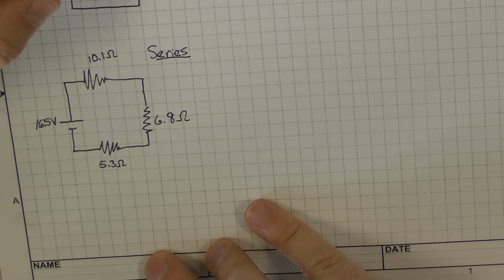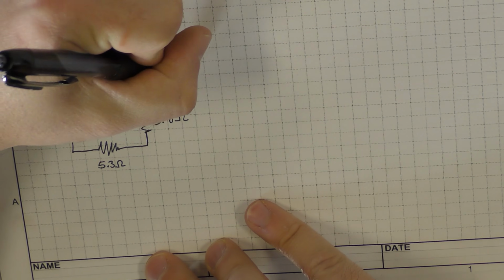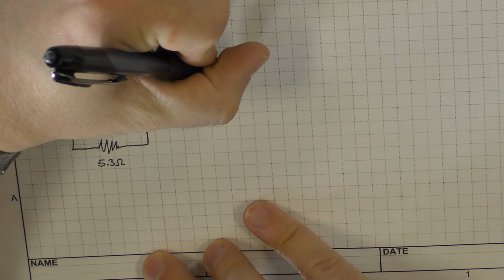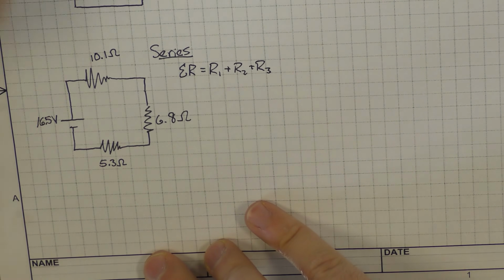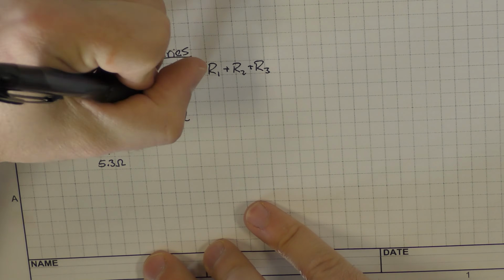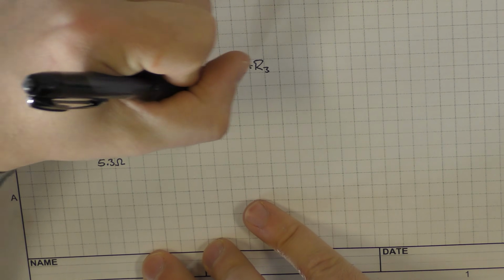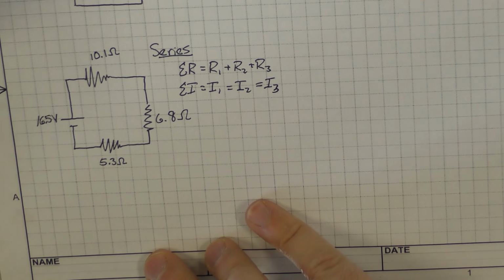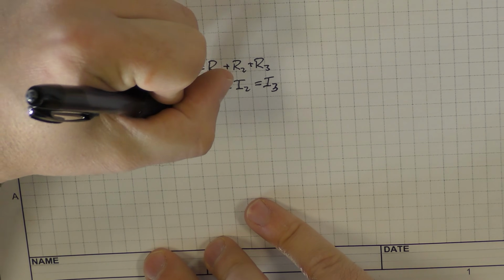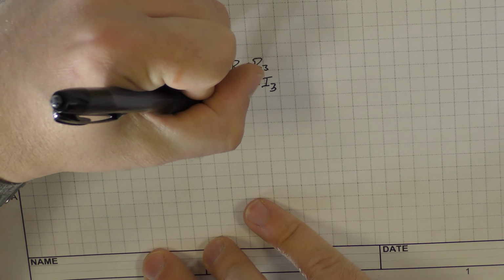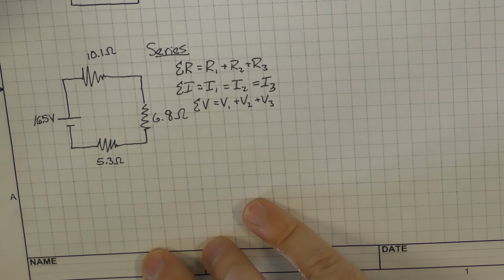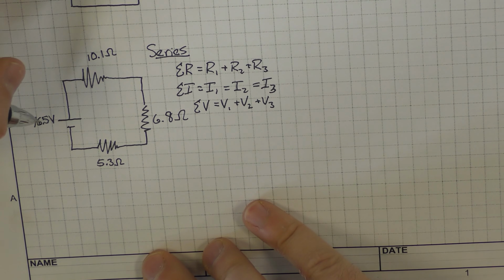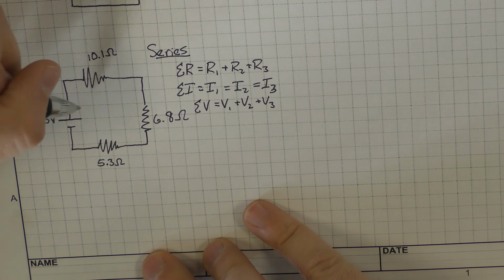So we can write those 3 things as 3 equations, and these are the Kirchhoff rules in series. So total resistance is equal to R1 plus R2 plus R3. Total current is equal to the current through 1, which is equal to the current through 2, which is equal to the current through 3. And our total voltage is going to be the sum of the voltages through each component. Each of them is going to have just a little bit of the 16.5. So these are the Kirchhoff equations for a series circuit.